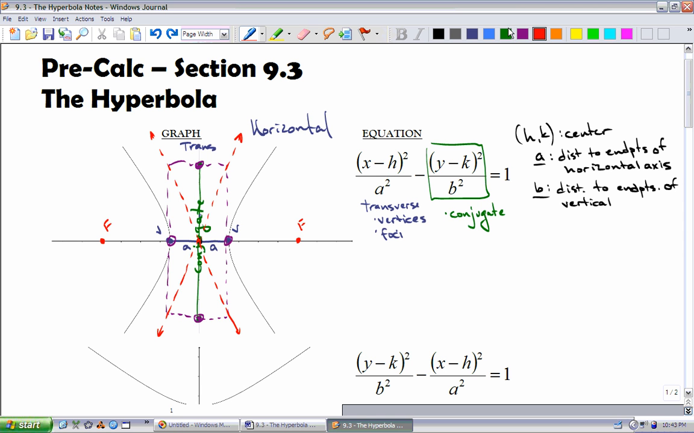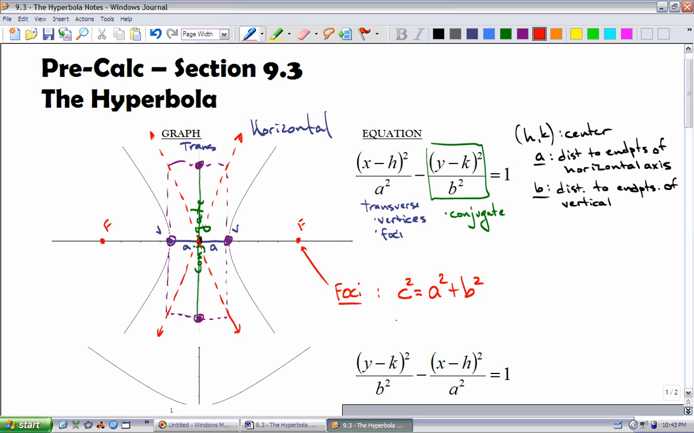The one thing, and we'll talk about this in some more detail, the last thing that we need to discuss here is this distance C. Now, F, which is our foci, lie a distance C away from the center. And C is related to A squared and B squared in this way, which would be similar to what you saw in the ellipse, but in this case, the foci, which are C units from the center, is related to A and B in this way. C squared equals A squared plus B squared.